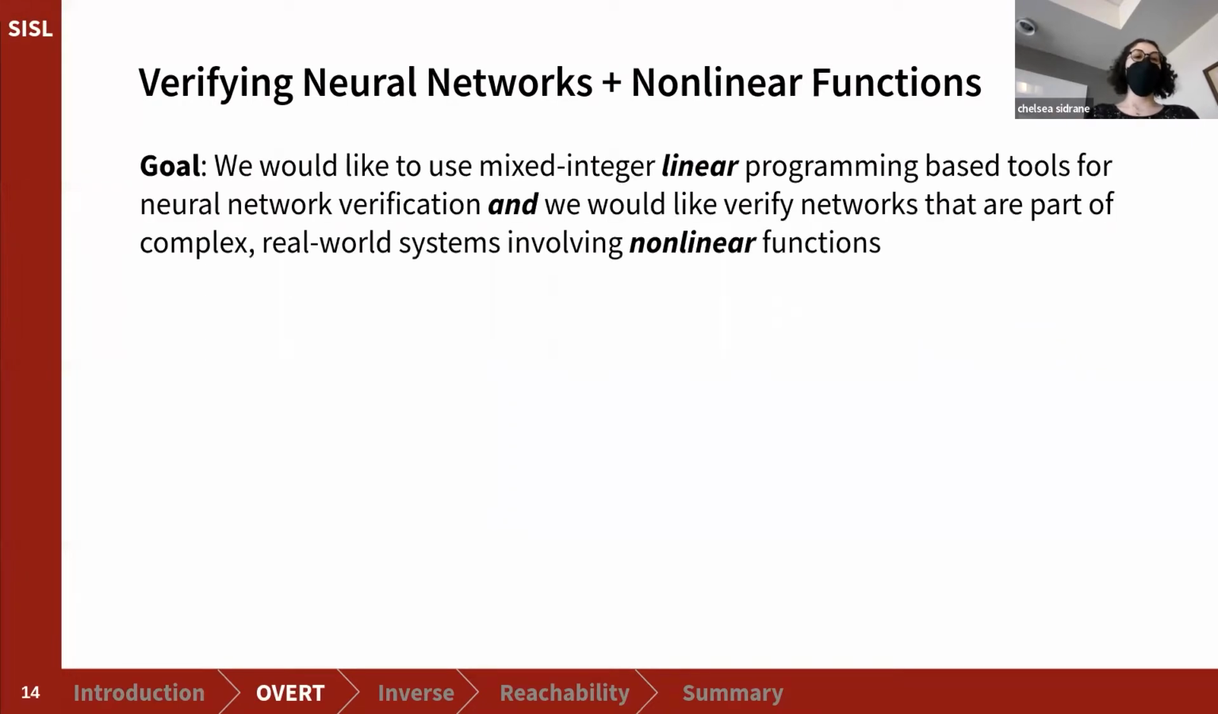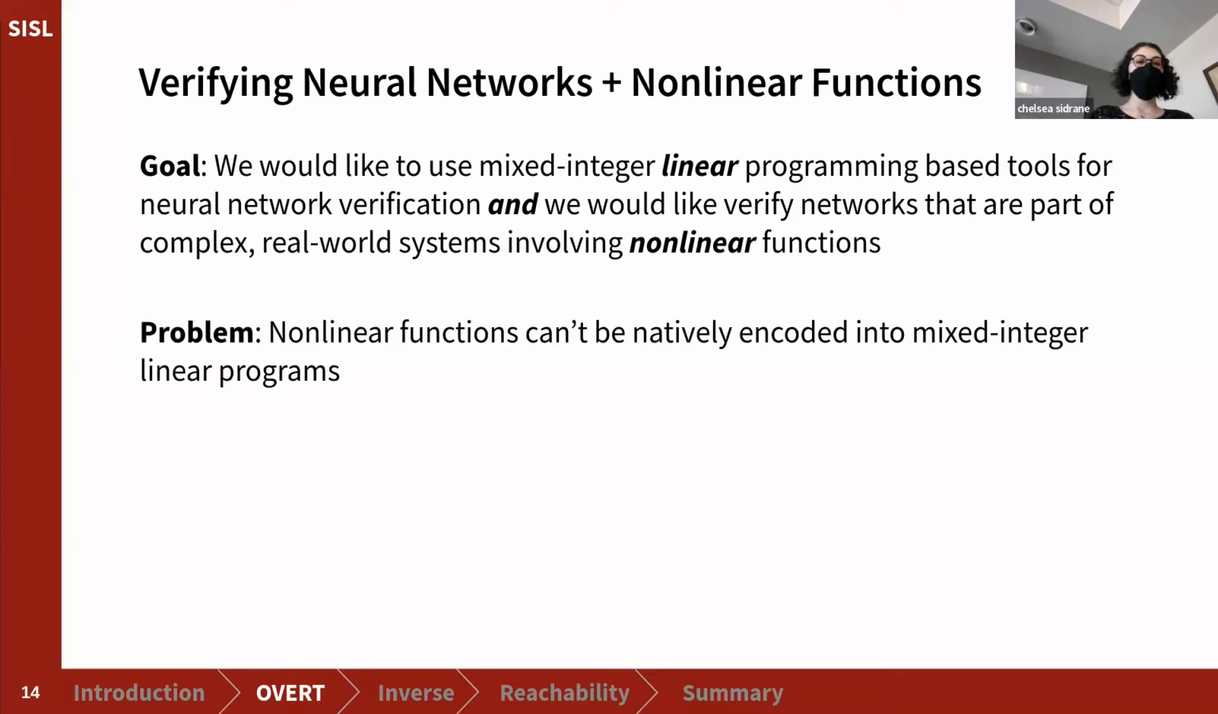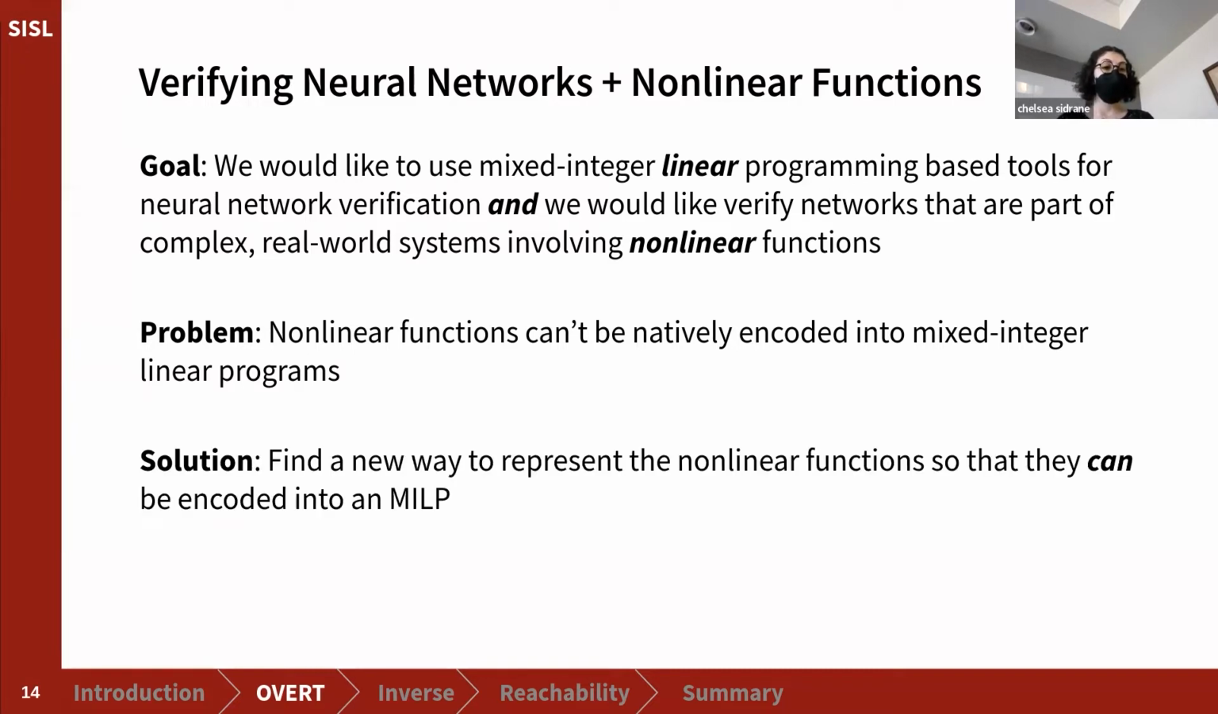So to summarize, our goal is that we'd like to use mixed integer linear programming-based tools for neural network verification, and we'd like to verify networks that are part of complex, real-world systems involving nonlinear functions. But the problem is that nonlinear functions can't natively be encoded into mixed integer linear programs. So our solution is to find a new way to represent them, nonlinear functions, that is. What we do is we approximate them.